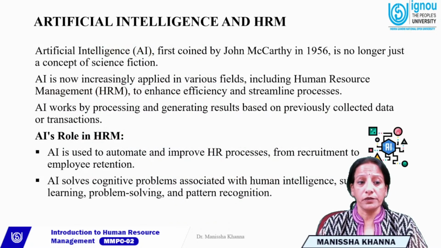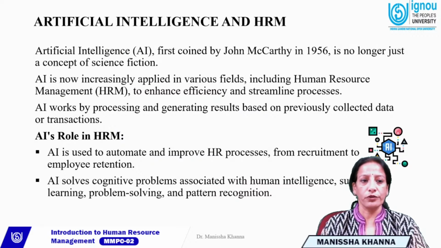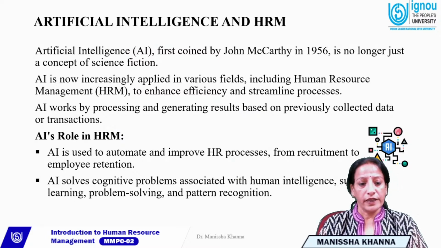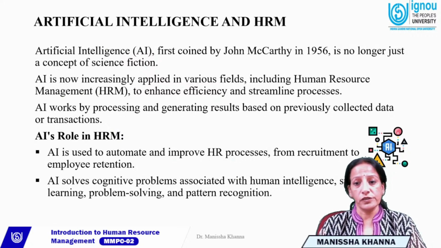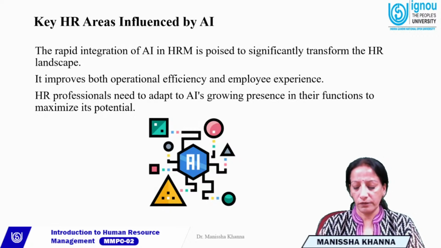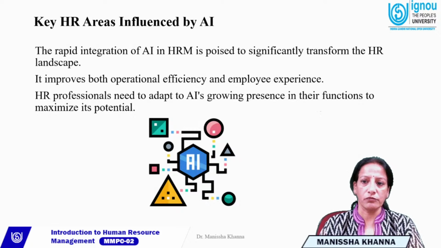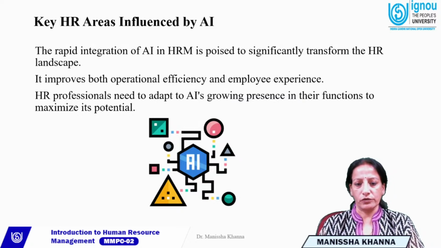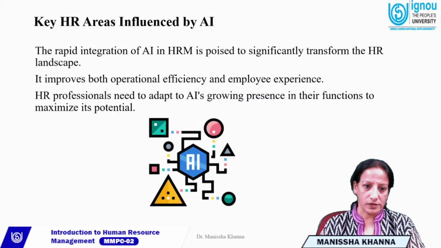Artificial intelligence is used to automate and improve HR processes from recruitment to employee retention. AI solves cognitive problems associated with human intelligence. So it is very important to integrate artificial intelligence in the human resource management system to enhance the efficiency and streamline the entire processes. So, the HR areas influenced by artificial intelligence are more of a transforming the HR landscape, and it needs to adapt to AI's growing presence in its functions to maximize its potential.